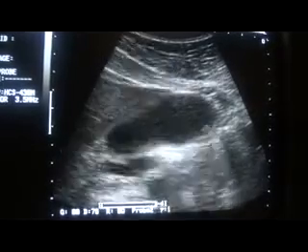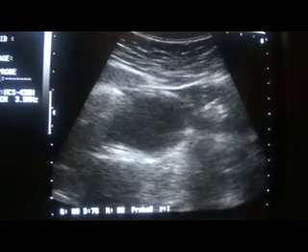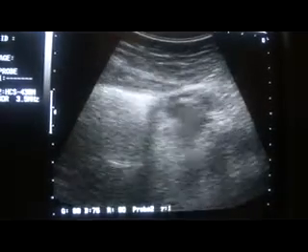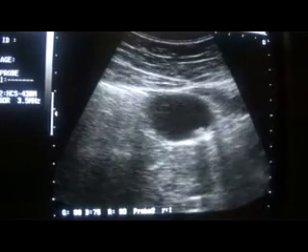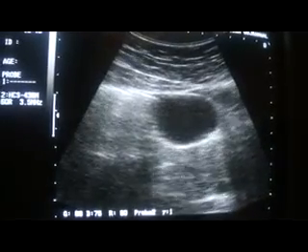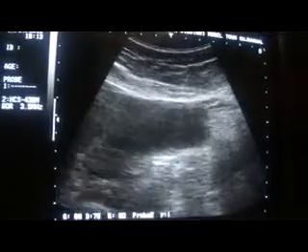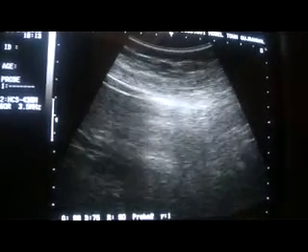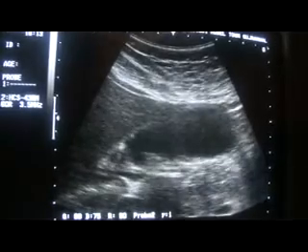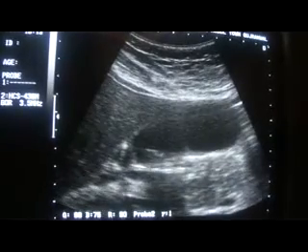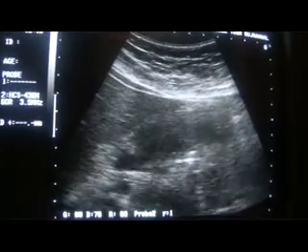So we are seeing two types of calculi in this patient. One are the routine ones giving posterior shadowing. This is the posterior shadow from these echogenic areas, and this is the cholesterol calculus. This echogenicity is the cholesterol calculus.